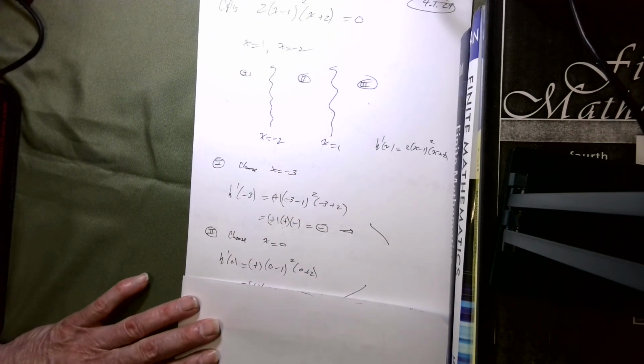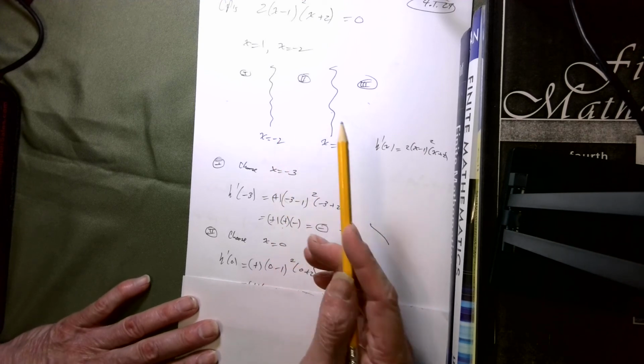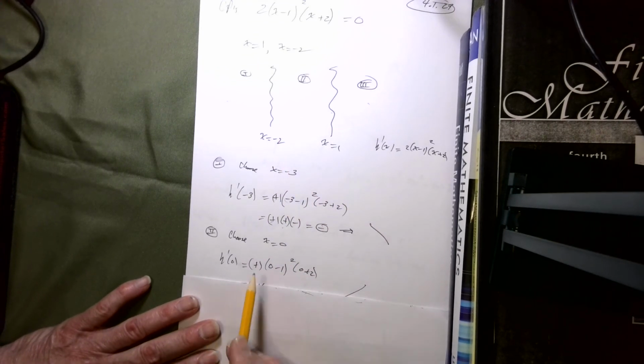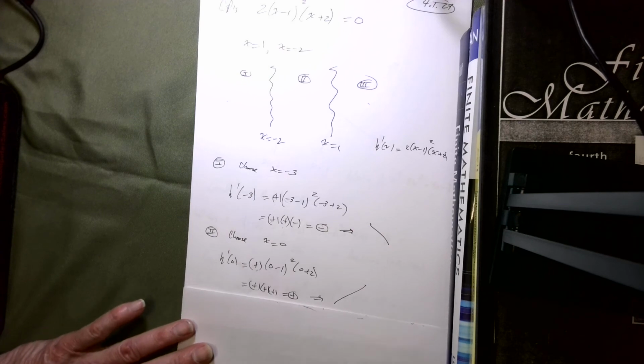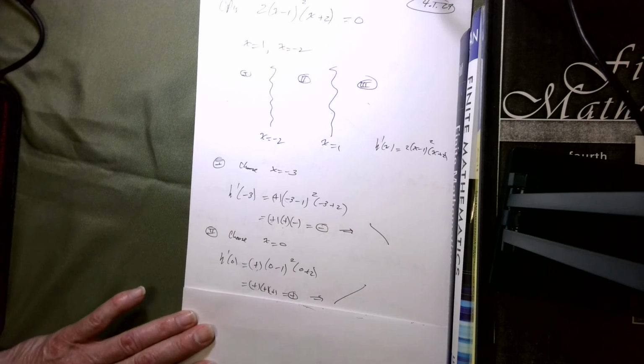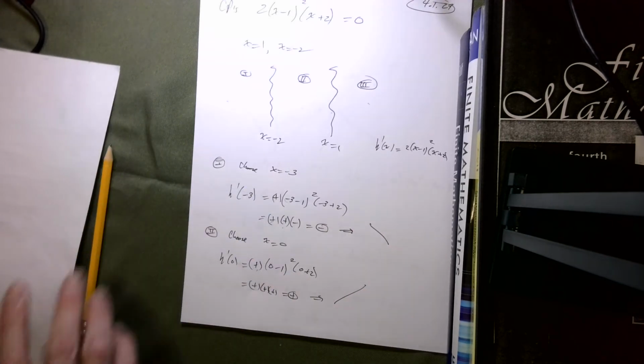Let's pick a nice number between negative 2 and 1. How about 0, right? 2 is a positive number. 0 minus 1 squared, that's a positive number. 0 plus 2, positive. All are positive, which means it is increasing in region 2.